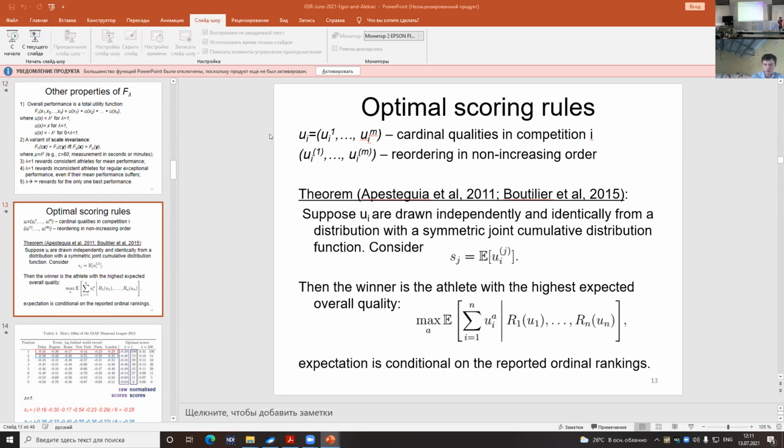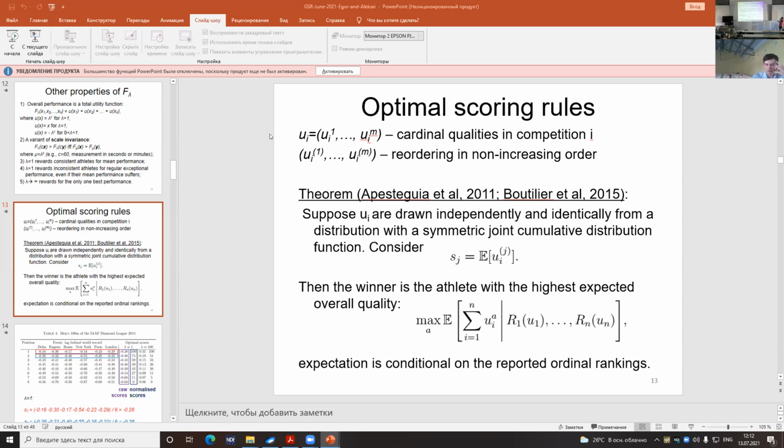So we introduced our performance measure, which is purely cardinal, and now we want to combine this cardinal approach, which will help us to choose an appropriate scoring vector for a purely ordinal procedure. And here it will be helpful. So the theorem was proven recently by two groups. Here we have the vector u_i, which is u_i1 to u_im, where m is the number of athletes. So it is the cardinal qualities of each of these m athletes in competition i, a vector of length m because we have m athletes.